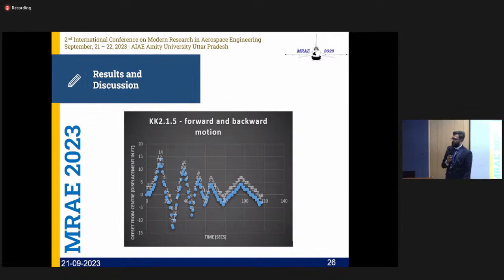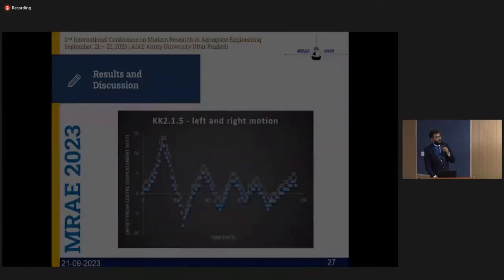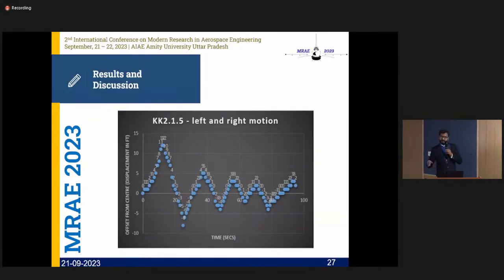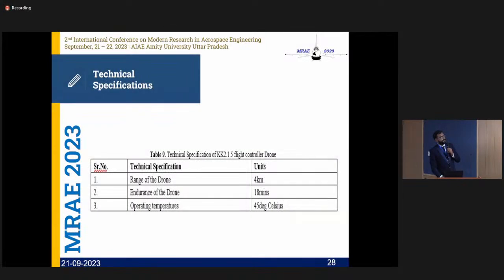Unlike your other flight controllers, this makes a lot of oscillations. If you are a good pilot, then you can make it stable, or else you need good practice in order to make it stable. Then there is left and right motion, that is your roll right and roll left. So you can see the oscillations. It is really difficult to bring it back to its equilibrium position. So, the technical specifications.